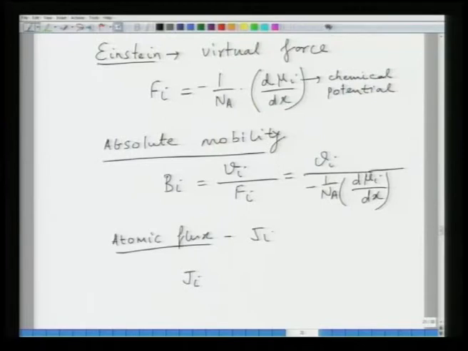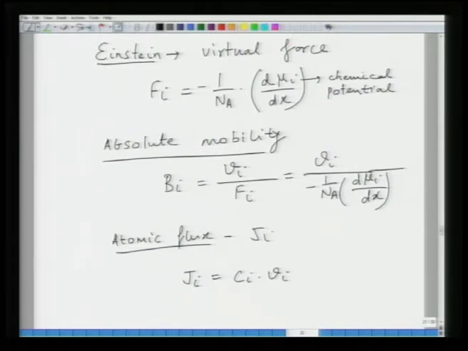So, that diffusion is happening because of this virtual force. That virtual force arises because of negative gradient in chemical potential, from higher to lower chemical potential, and as a result you have a flux of atoms. So, this flux can be explained as nothing but Ci multiplied by Vi.